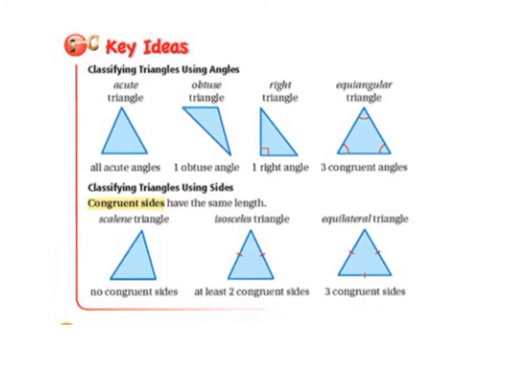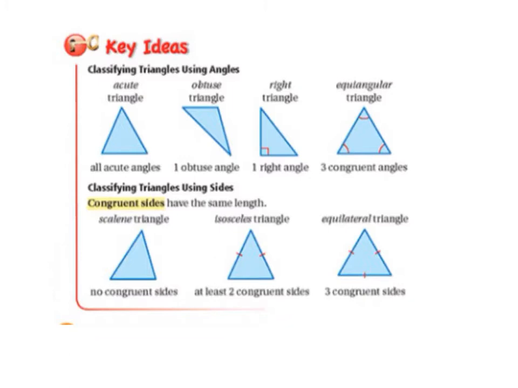Classifying triangles using angles. An acute triangle has all acute angles. An obtuse triangle has one obtuse angle. A right triangle has one right angle. An equiangular triangle has three congruent angles.